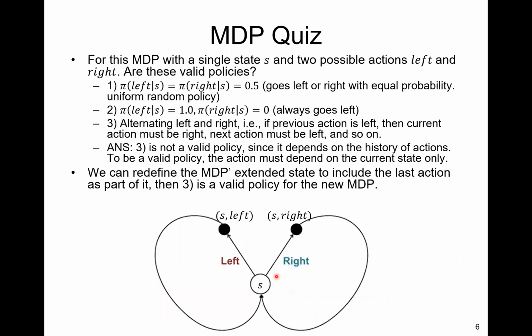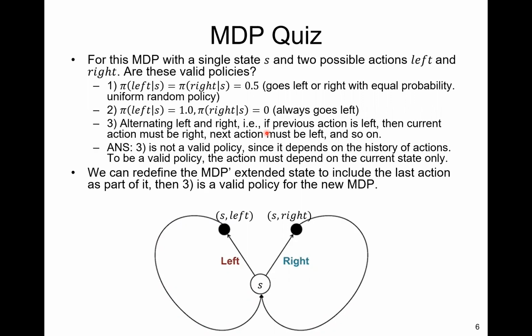So here's a small example, with a single state and two actions, left and right, both returning to the same state. Notice the third alternative: if your policy definition is to alternate between left and right, that is not a valid policy, because the policy is dependent on the history of actions, not on the current state. So it doesn't satisfy the definition of MDP.